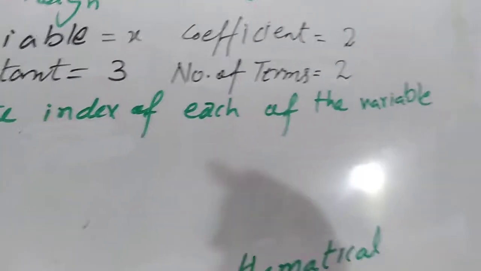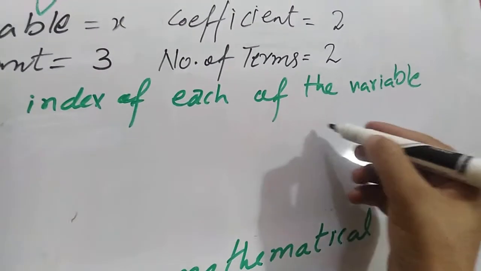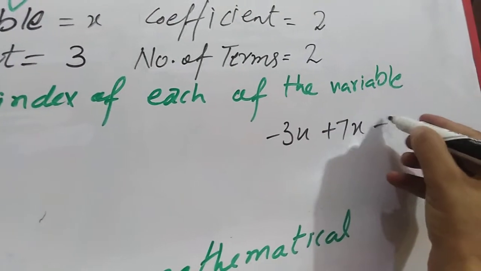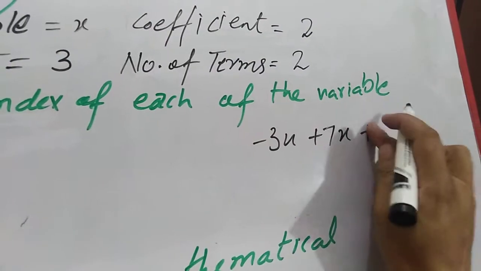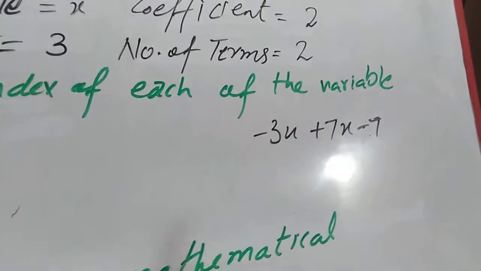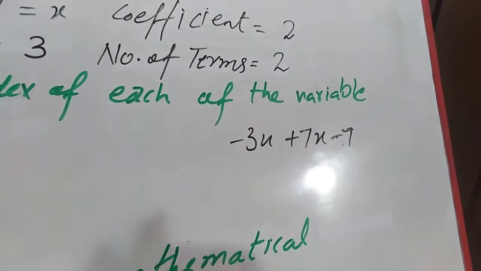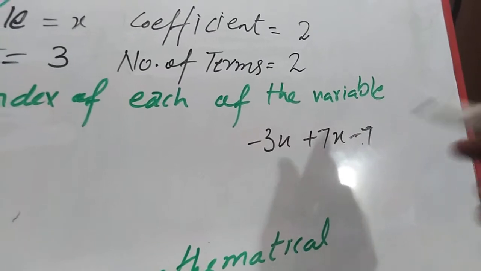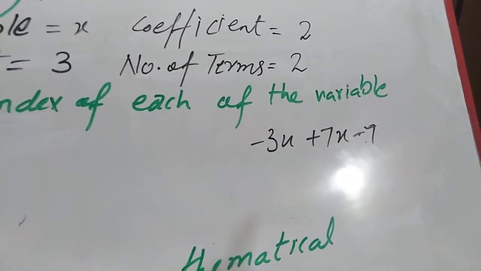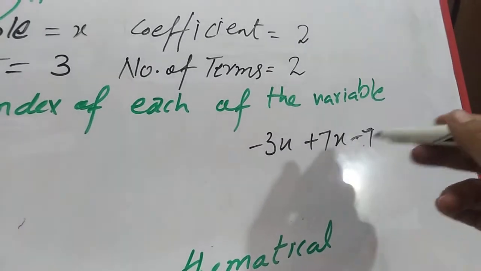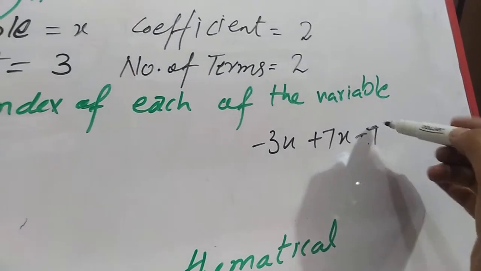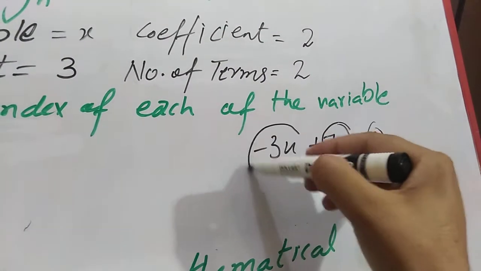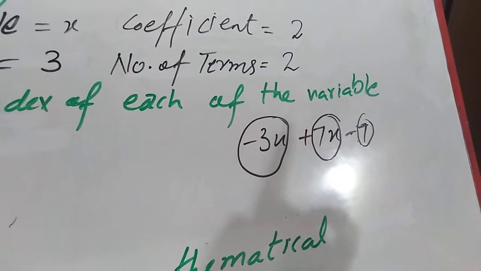For example, for the number of terms I'm giving you another one. For example, if we have negative 3x plus 7x plus minus 7, then how many terms will be over here? You can see that in this expression the coefficient, variables and constant are separated with the help of plus and minus. So over here we have 1, 2 and 3 terms.